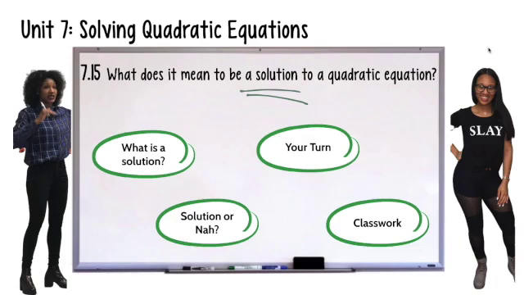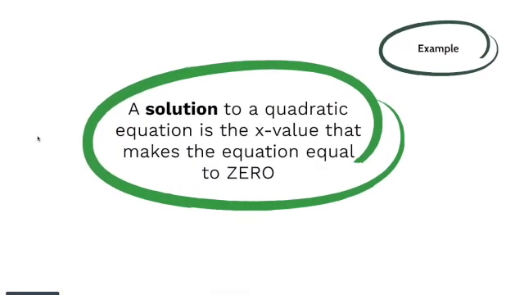7.15, what does it mean to be a solution to a quadratic equation? As you can see, the word solution is underlined because we are going to be focusing on solutions to quadratic equations. Well, what is a solution? A solution to a quadratic equation is the x value that makes the equation equal to 0.